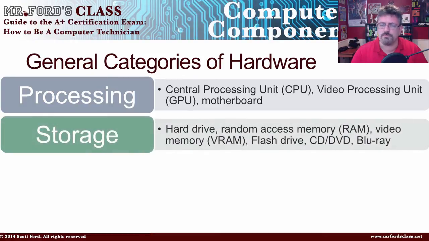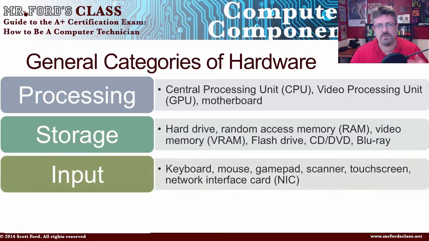Then we have storage. Storage, of course, is stuff that holds information. So, for example, a hard drive would be an example of a storage device. Random access memory, RAM, video memory, VRAM, flash drives, removable media such as CDs, DVDs, Blu-rays, the old floppy drive, floppy disks. These are all examples of storage components. Then we have input, things that you get information into the computer with, such as keyboards, a mouse, a gamepad, a scanner, touchscreen, a NIC, otherwise a network interface card. So those would be input devices.